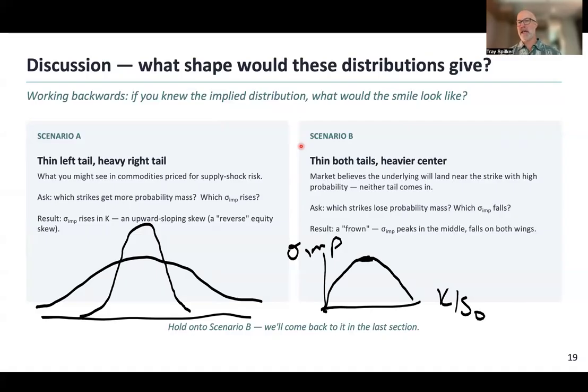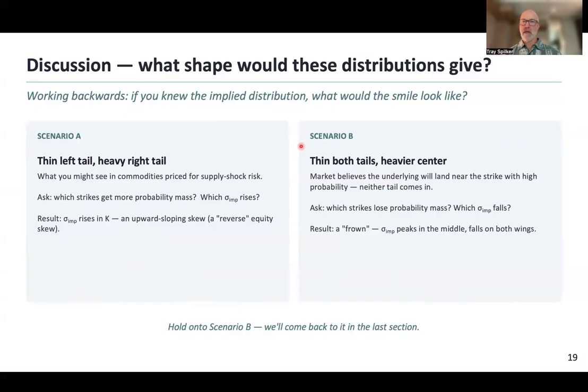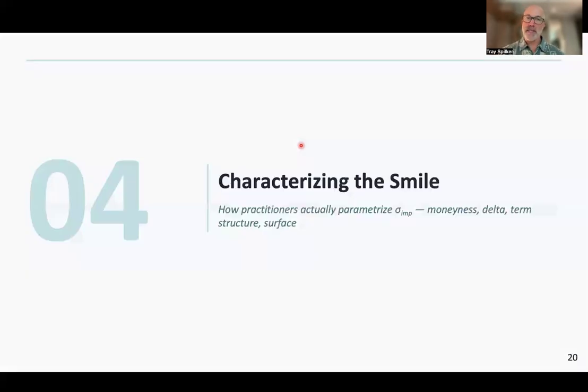The market is basically saying this thing is going to land near the strike price with a pretty high probability and won't make a big move in either way. That'd be scenario B. And this is what you actually see ahead of binary events that the market thinks are going to resolve gently, which actually helps us set up the next section, how we're going to characterize the smile.